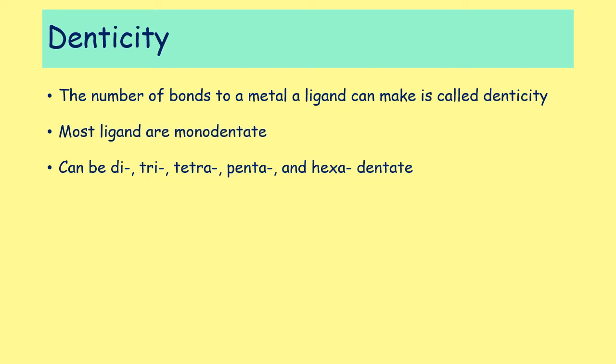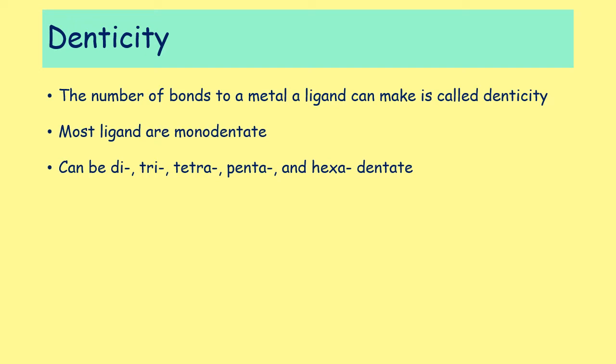It comes from the same word as dentistry, and it means teeth essentially. So if something is monodentate, that means it's one-toothed. Bidentate rather than didentate. I'm sorry, there's a spelling mistake there. But bidentate, meaning two teeth, tri, three, tetra, four, penta, and hexa.